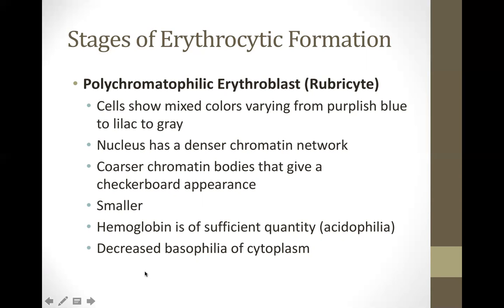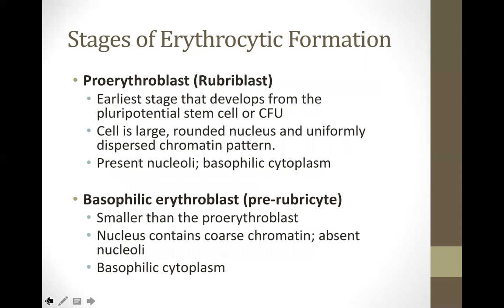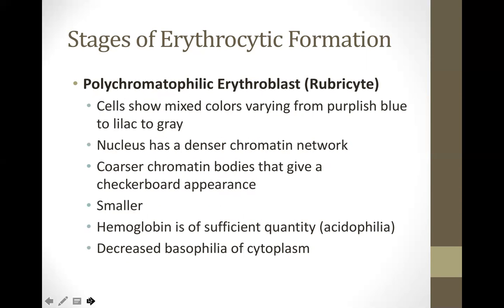But all you need to remember in the polychromatophilic erythroblast, there is varying of colors. There is a checkerboard appearance of your coarser chromatin bodies. They are smaller compared to the two stages mentioned, and hemoglobin now is of sufficient quantity. This is your rubricyte. Okay? Tandaan nyo lang, rubricyte, maraming color, it's a mix, so it's polychromatophilic erythroblast.